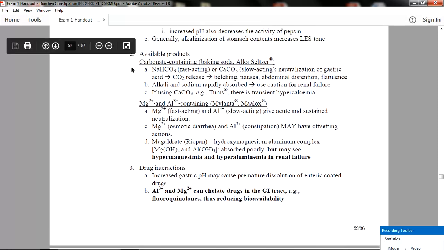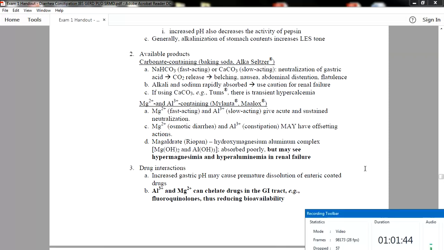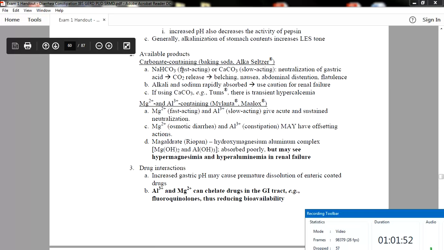The available antacids are, we have carbonate containing ones, like baking soda. Baking soda contains sodium bicarbonate, and there are some small differences. Sodium bicarbonate is more fast acting. Usually Tums would be calcium carbonate, more slow acting. So they have different rates of activity.